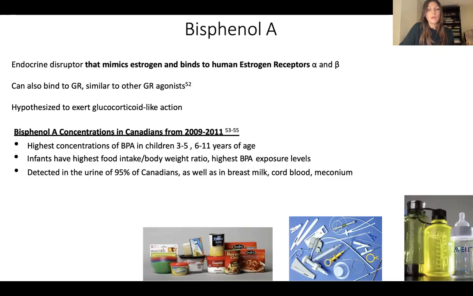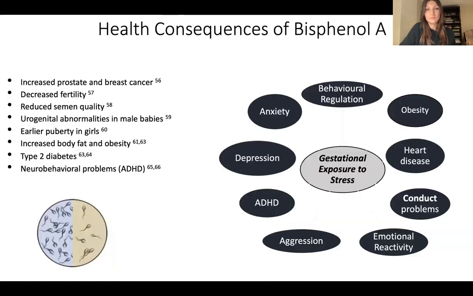levels overall. And BPA is omnipresent, so it was detected in the urine of over 95% of Canadians of all ages, as well as in breast milk, cord blood, and meconium. So it's really present in pregnant women, so it's evident that it's being exposed to the fetus as well, which is modulating development. So this is really an important chemical to study. So the health consequences of BPA include anxiety and depression, ADHD, conduct problems, emotional reactivity, obesity, behavioral regulation, just to name a few. So BPA causes quite a few health issues.